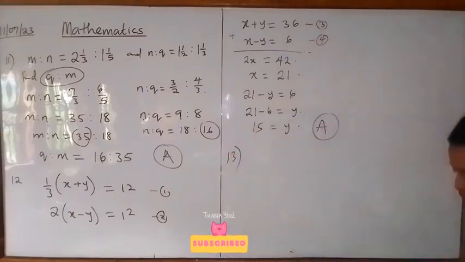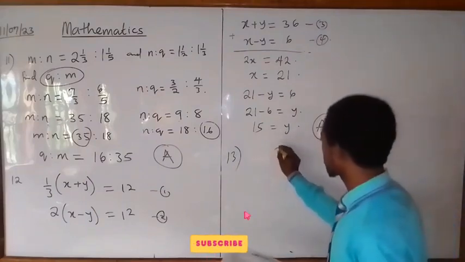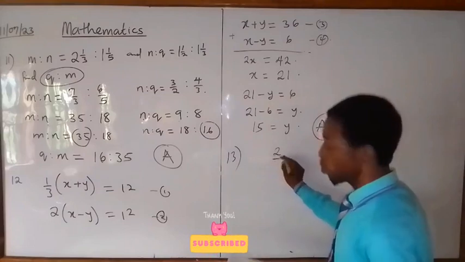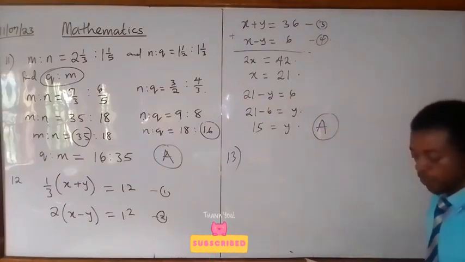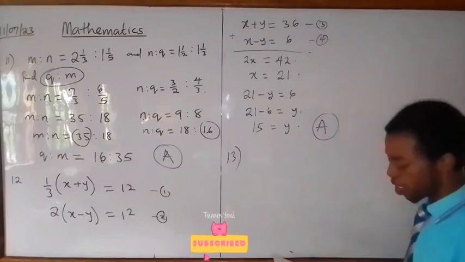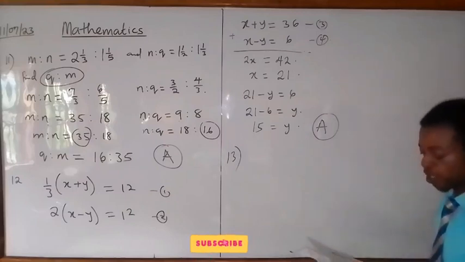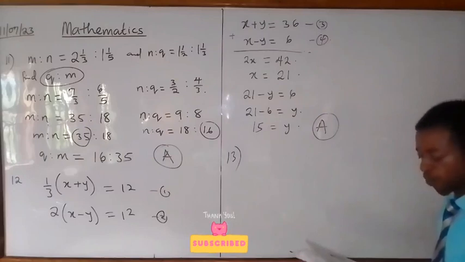Find the quadratic equation whose roots are 2 over 3. So find the quadratic equation. Question 13. Find the quadratic equation whose roots are 2 over 3 and minus 3 over 4.